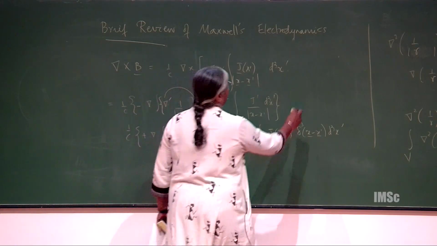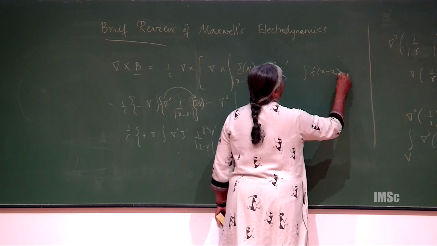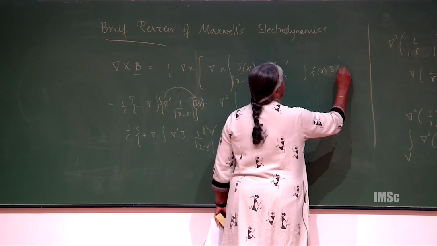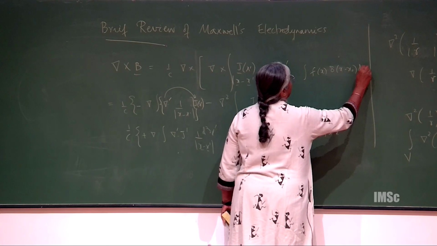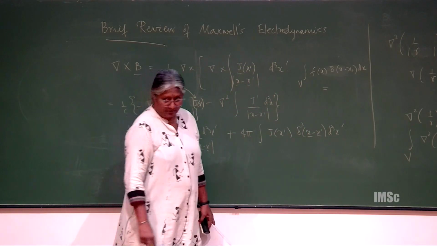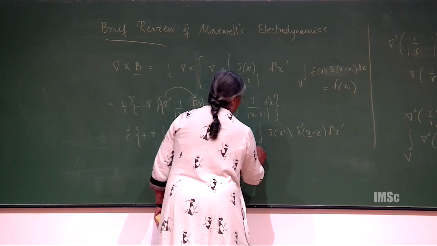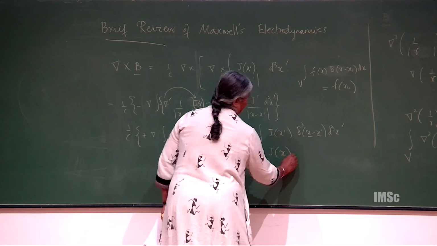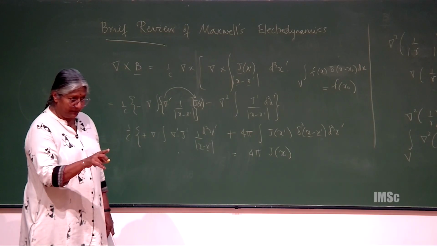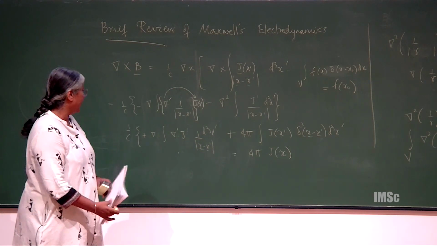So what is, in 1 dimension, the integral of f of x delta of x minus x naught dx, when the volume element contains x naught? What is the answer here? F of x naught, right? So the same thing in 3 dimensions, this will just be j of x, right? Clear? Is it okay? Fine? Okay, so this part we have got.